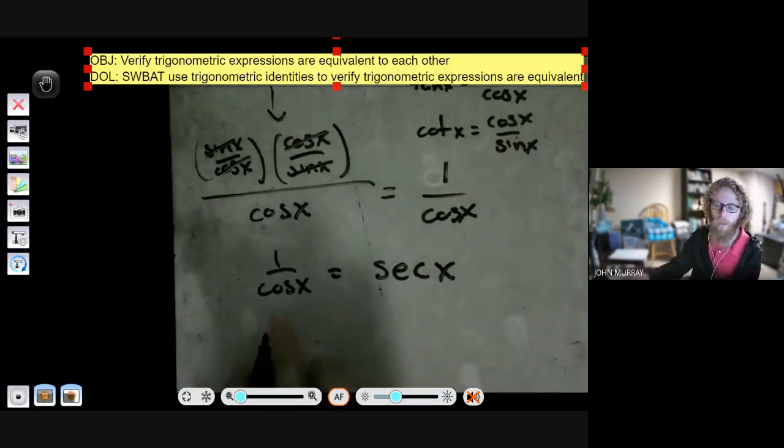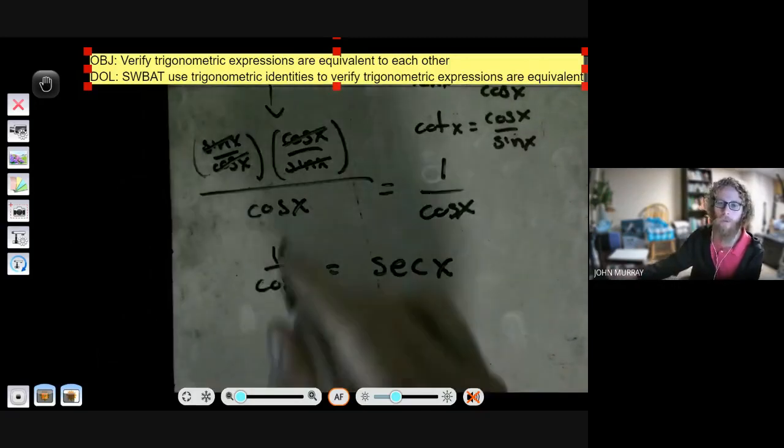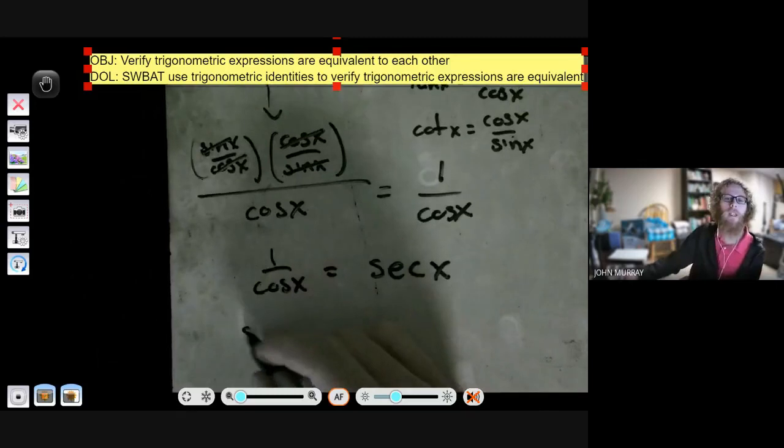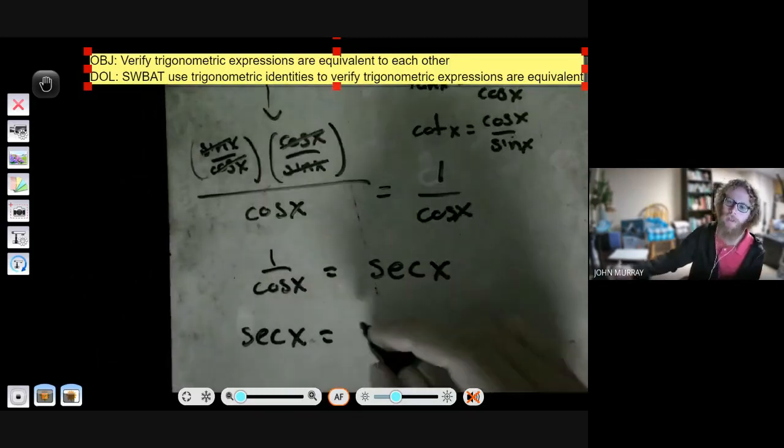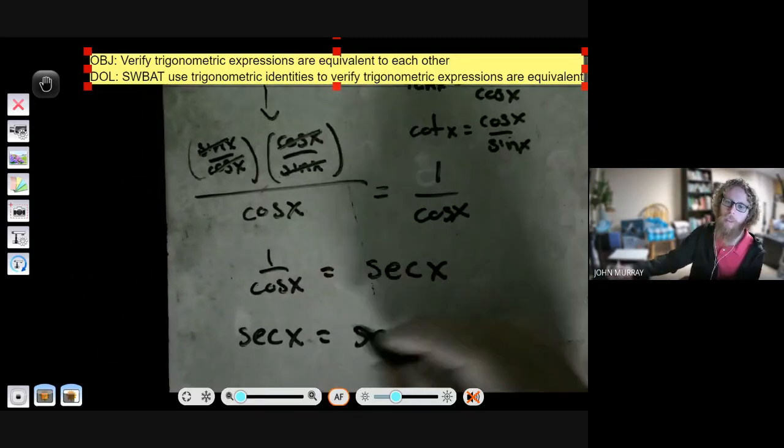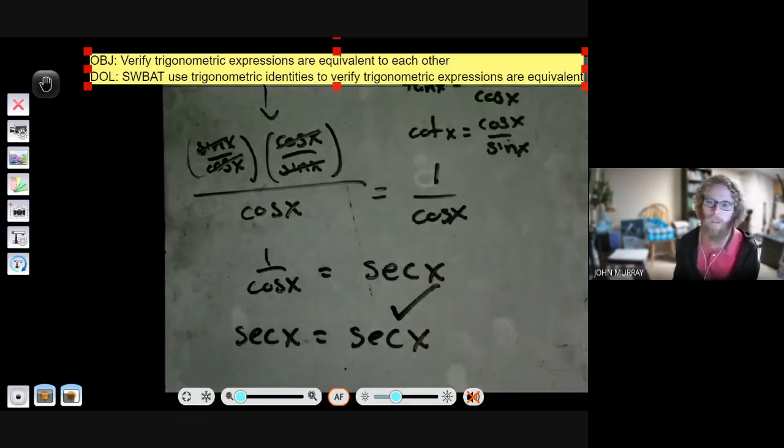And this is one of our rules, right? This is a reciprocal rule. Secant is equal to 1 over cosine. So this side I can change to secant x. This side I have secant x. So we verified that they are equivalent.